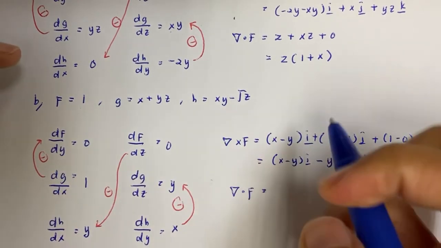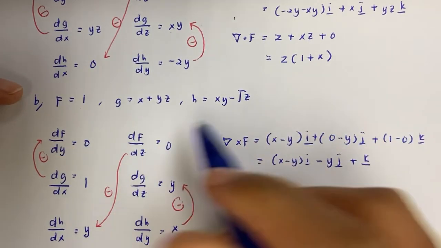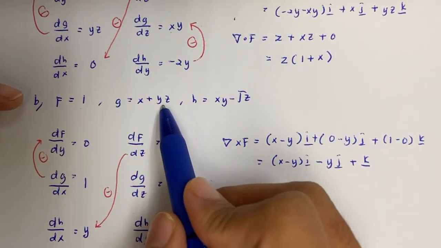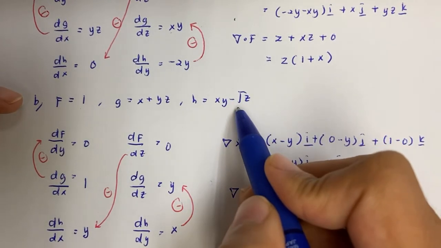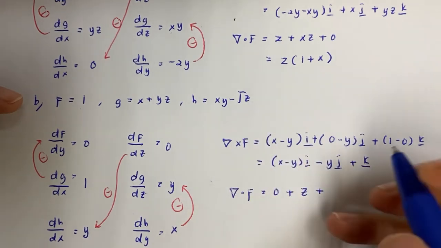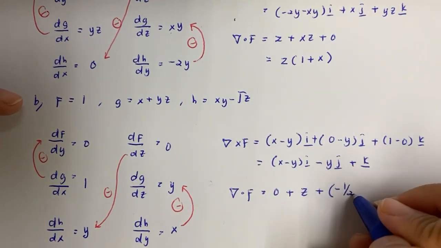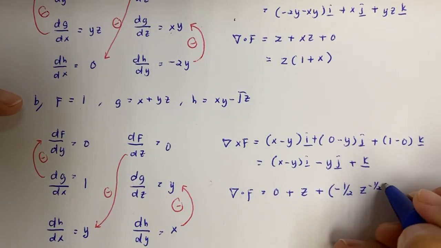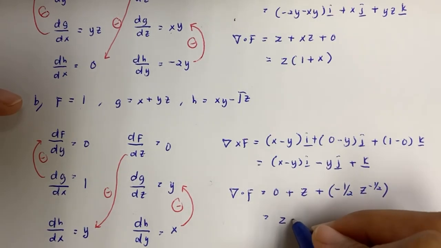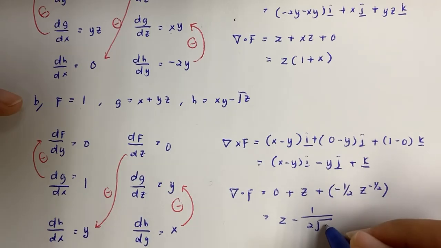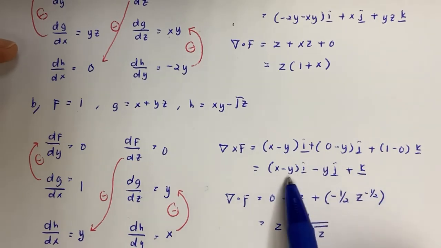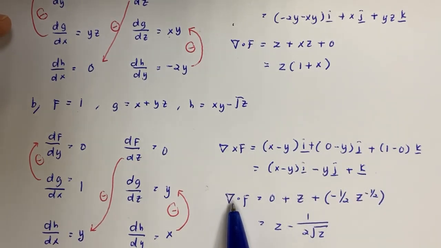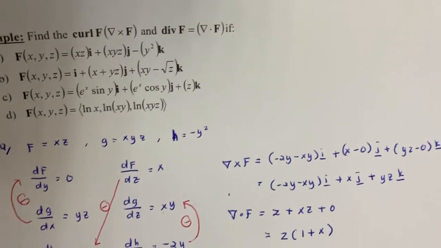For f, 0, plus, for g, differentiate with respect to y, so you have z, plus, for h, differentiate with respect to z, so you have minus 1 over 2 z to the power of negative half. So you have z minus 1 over 2 square root z. For curl you have ijk. For divergence you don't have ijk, you have a scalar.